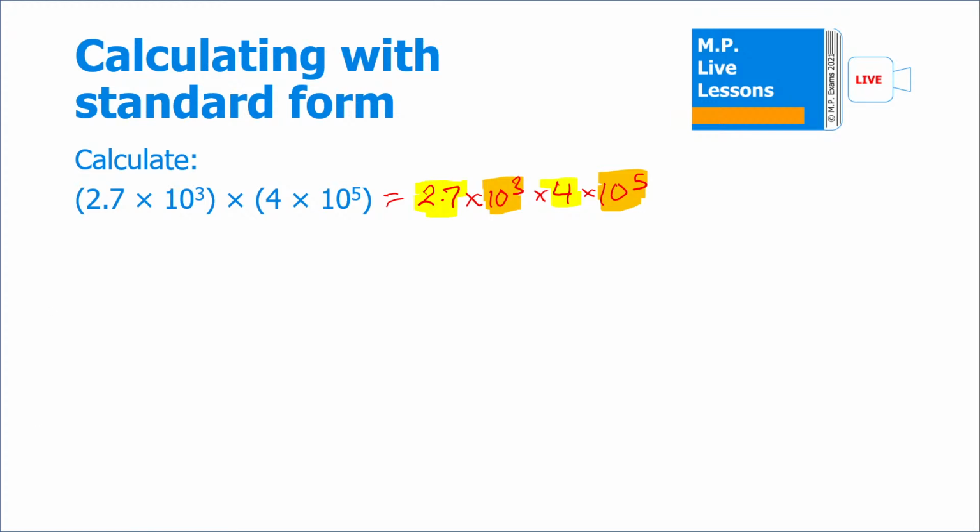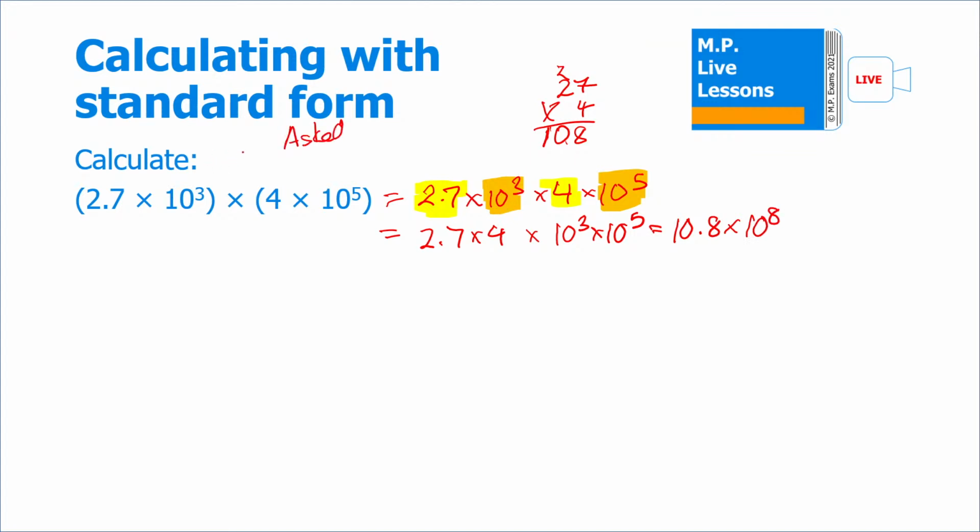And what we'd get, so if you rearrange this, you get 2.7 times 4 times 10 to the 3 times 10 to the 5. So at the end we get 10.8 times 10 to the 8. And usually you'd be asked to give your answer in standard form. But this isn't in standard form because this is not between 1 and 10.